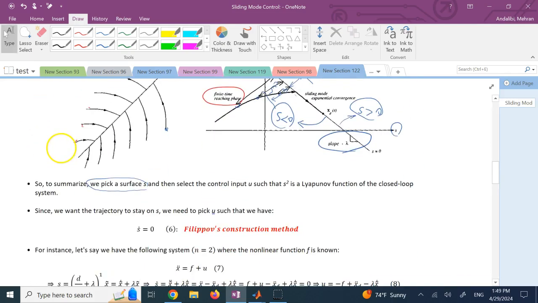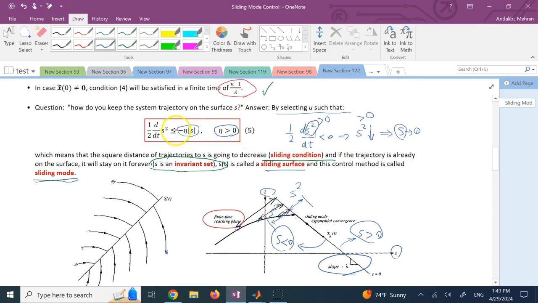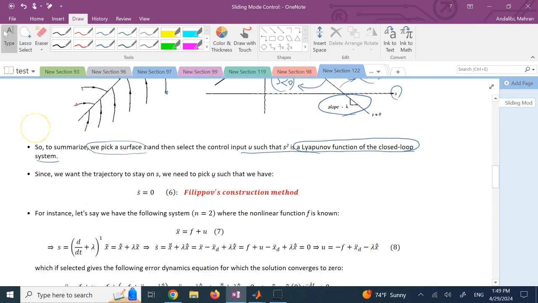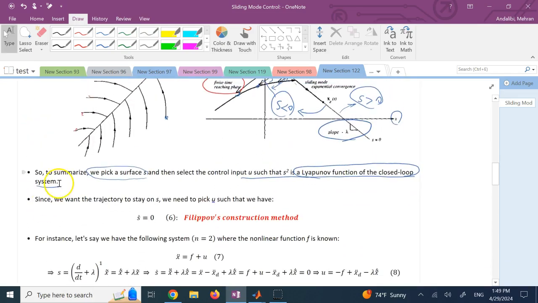So once you pick s, then you need to pick a u such that, as I said, s squared is a Lyapunov function of the closed loop surface, or basically that means equation 5 is satisfied. Okay, so let me just add it here. That means equation 5 is satisfied. Good.